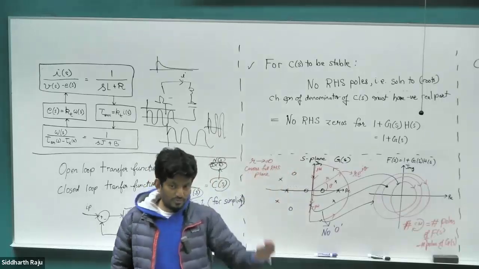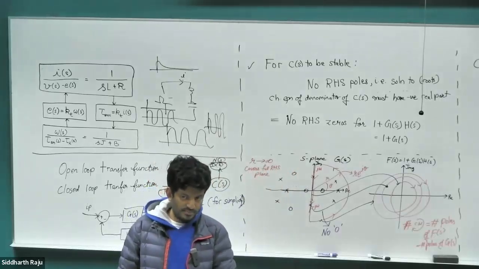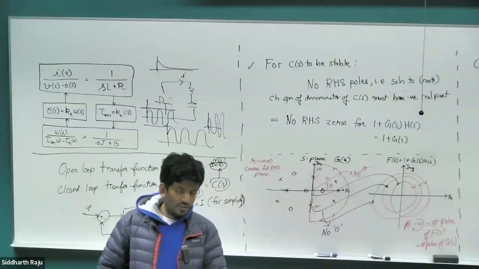Right? Yep, John. So if G(s) doesn't have any right-hand plane zeros, even when you add one to it, is that also always true? Could you repeat that? Sorry.